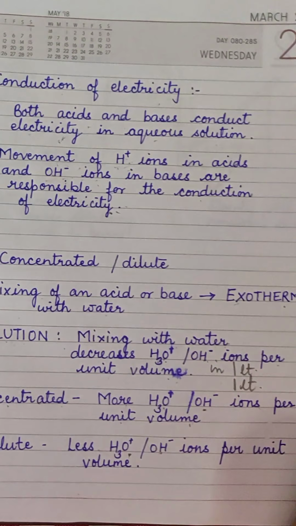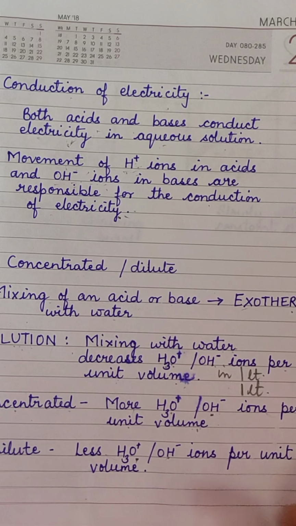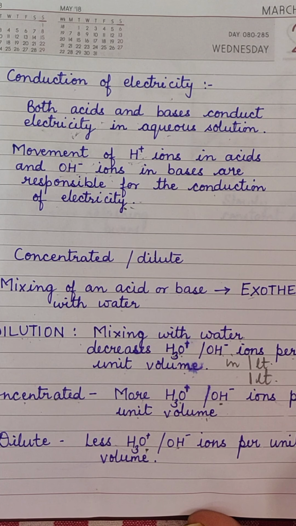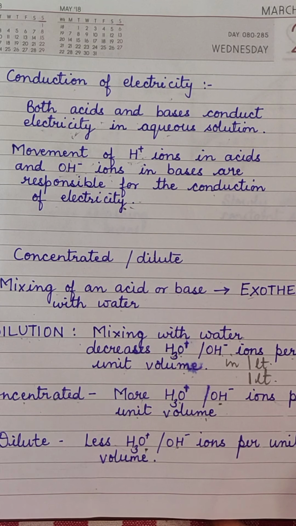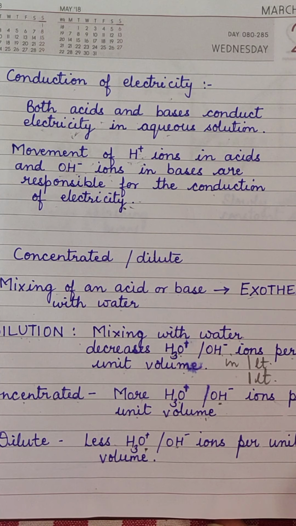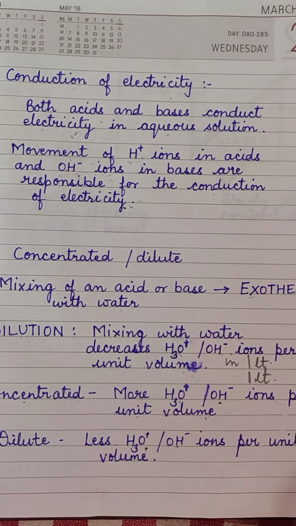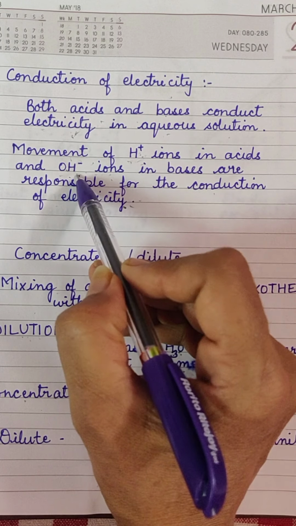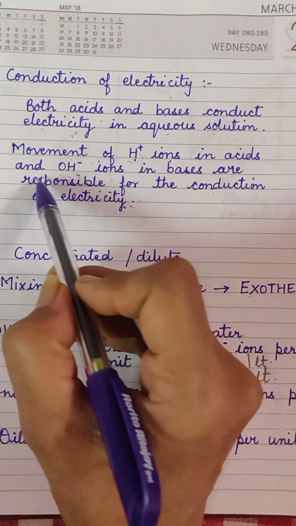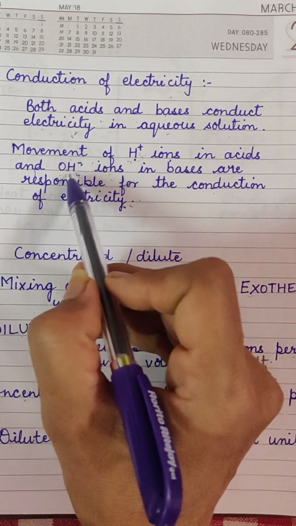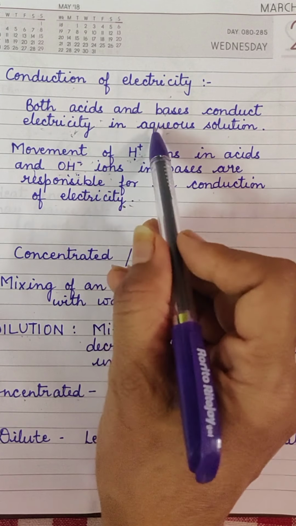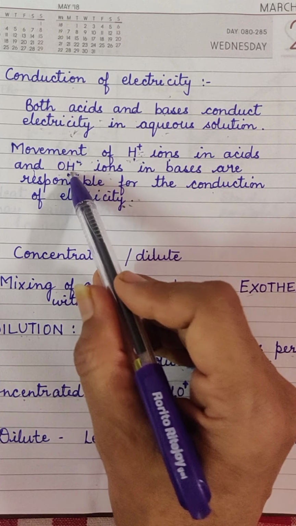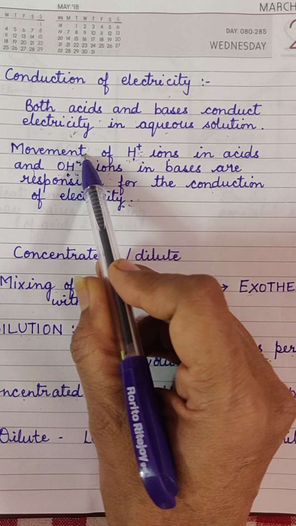Now, one property which is common to both acids and bases is the conduction of electricity. Electricity is the movement of charges, and these charged particles can be electrons, they can also be ions. Because both acids and bases produce ions, acids produce H plus ions and bases produce OH minus ions, when they are in the aqueous solution, they will conduct electricity because these ions will be able to move. And when ions move, we say electricity has been conducted.